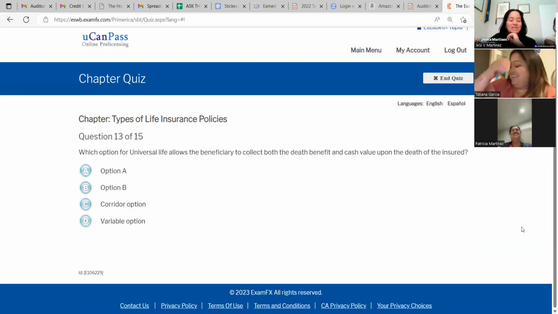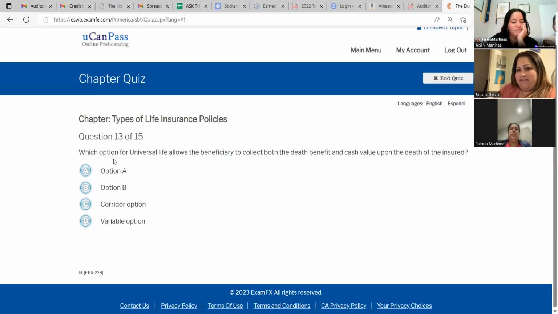Which option for universal life allows the beneficiary to collect both the death benefit and the cash value upon the death of the insured? Which option? Because corridor option. Wait, option A is corridor and option B is variable. I thought option A was corridor. Option B, not the verbal, like the wording.